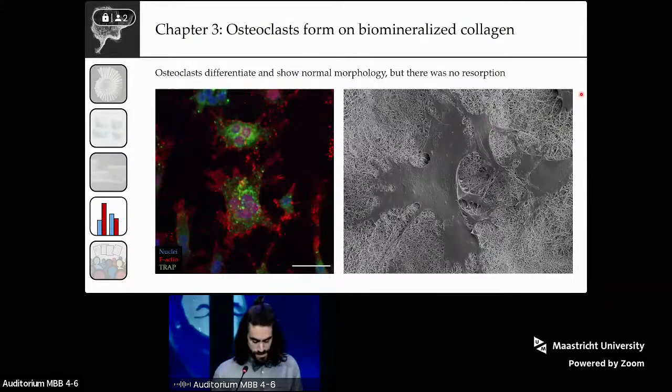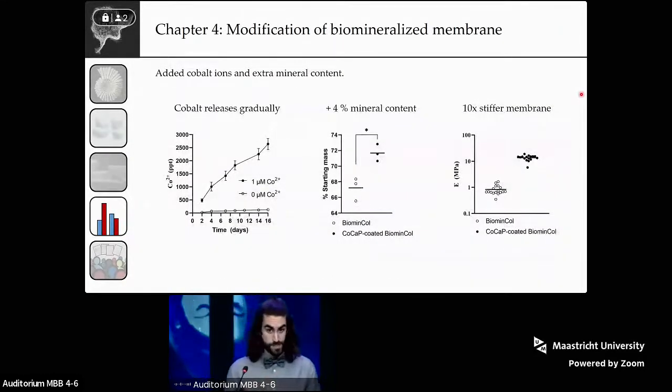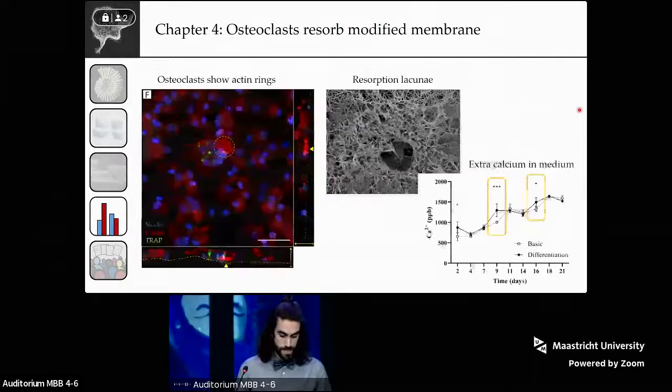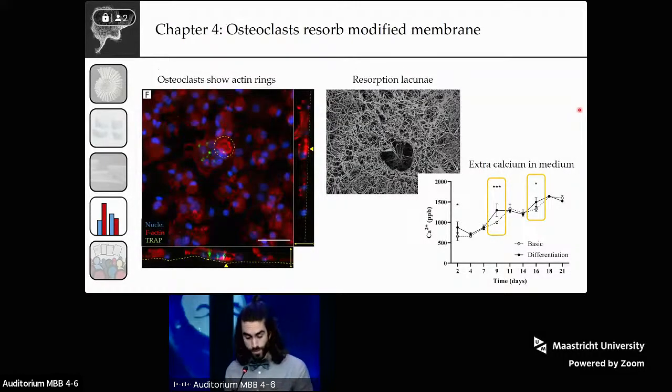So in my next experiment, I decided to introduce some modifications on my biomineralized membrane. I added cobalt ions because it has been shown that cobalt in some amounts potentiates osteoclast resorption, and some extra mineral content. And we saw that there was a gradual release of cobalt from the membranes over time. There was about 4% increased mineral content in weight that then made our membrane a little bit stiff, well, 10 times stiffer. We again did cell culture on these membranes with osteoclasts, and this time we did see some evidence of resorption.